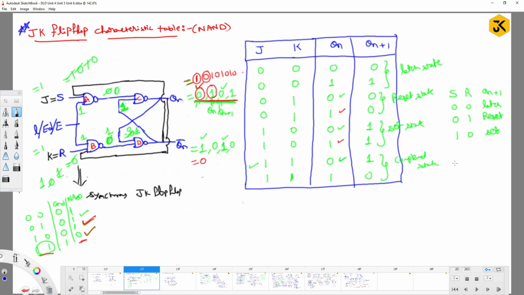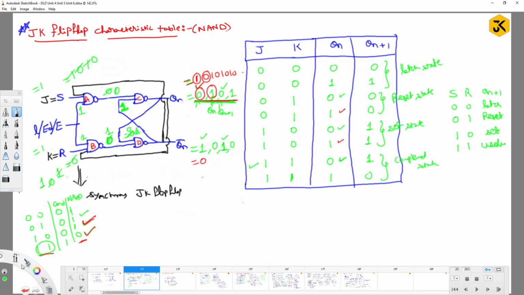Whereas if you take the SR flip-flop, when 1 1 is there, you are going to get an undefined state. So this is the drawback of the SR flip-flop and the advantage of the JK flip-flop, right? In the JK flip-flop, we are going to get a utilizable state, that is the complement state.